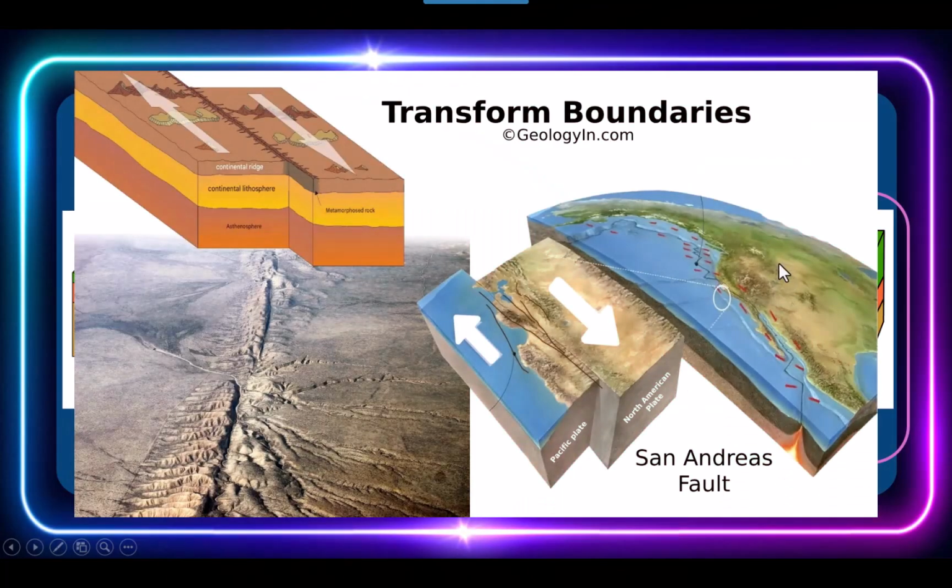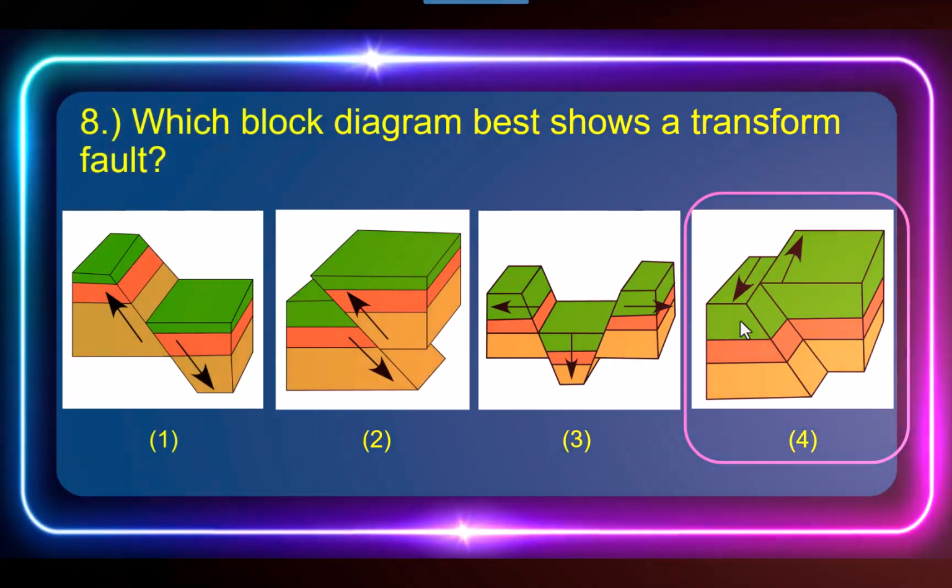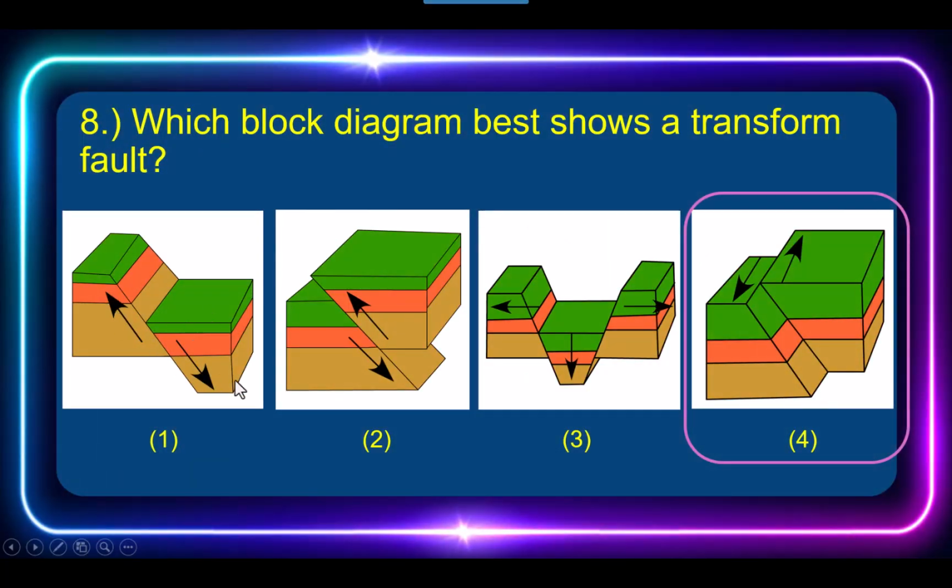So a transform fault is one where the fault lines slide past each other, or the plate boundaries slide past each other. These are up and down, and this is out. This is divergent and going down. So these are not correct, and 4 is the correct answer for a transform fault because it shows them sliding past each other, like the San Andreas fault.